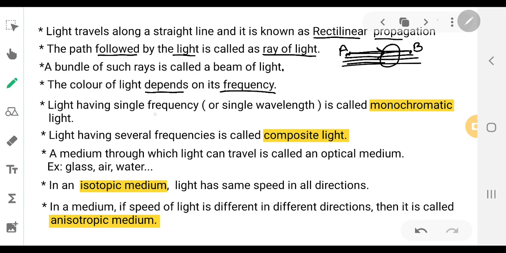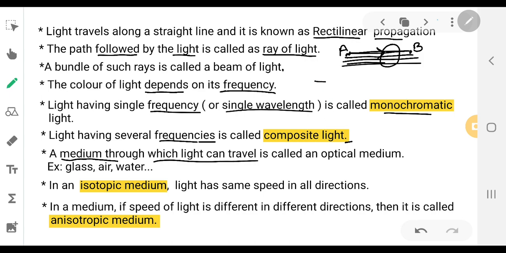When the light has a single frequency or single wavelength, it is called monochromatic light. If the light is a combination of several frequencies, then it is called composite light. An example of composite light is the sun; the light that we receive from the sun has all the frequencies.